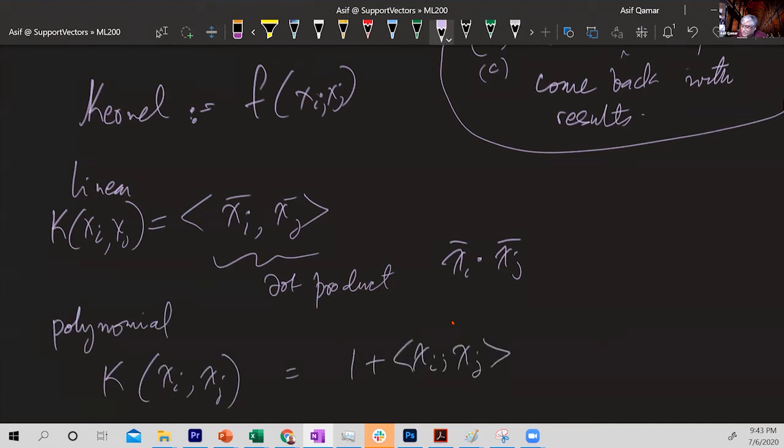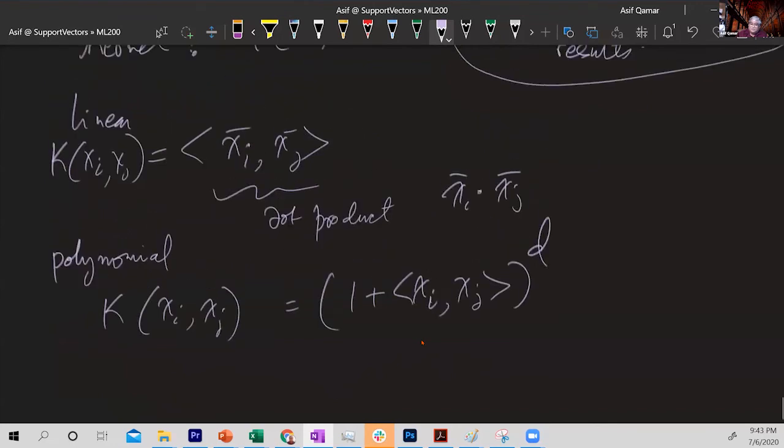You allow for the basic term also, xi, xj, to the power d, some polynomial power d, right? And then there is a more powerful and quite ubiquitously used kernel. It is called the RBF kernel. Now, what in the world is that cryptic word?